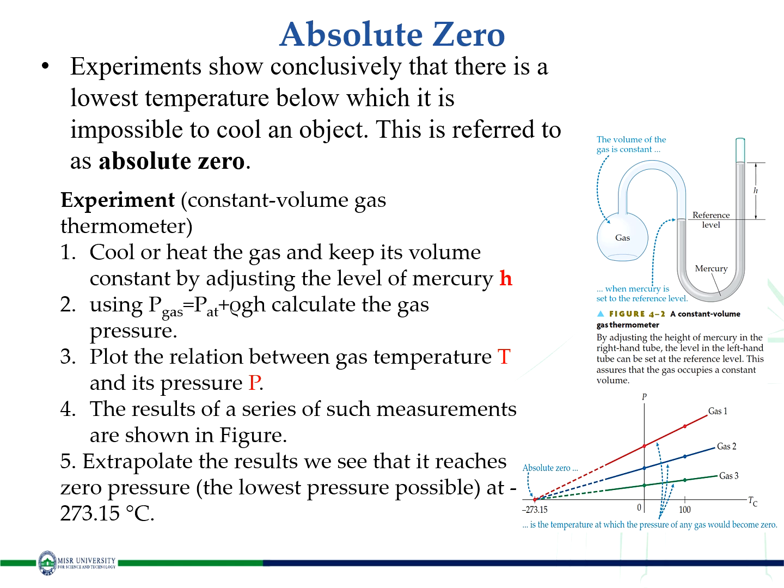To understand this, consider the constant volume gas thermometer shown in the top right figure. We cool or heat a gas, carefully keeping its volume constant by adjusting the mercury level, H. We then calculate the gas pressure using the formula P gas equals P at plus rho GH. When we plot the gas pressure, P, against its temperature, T, for various gases, we obtain these straight lines, as shown in the bottom figure.